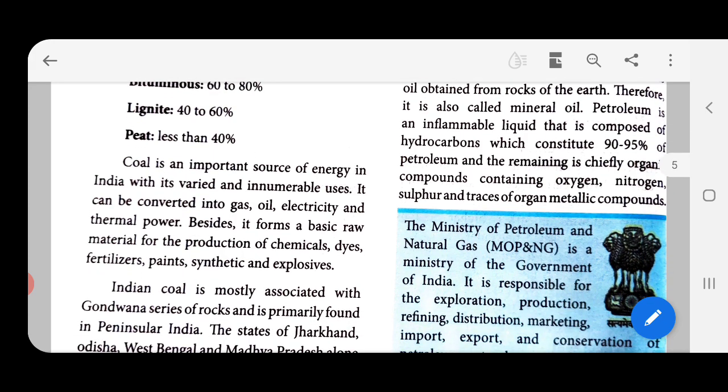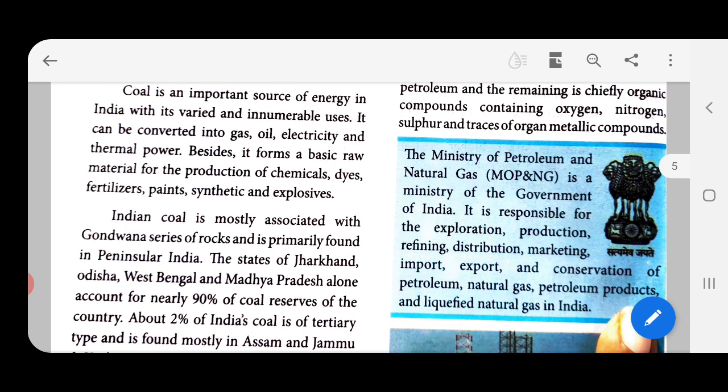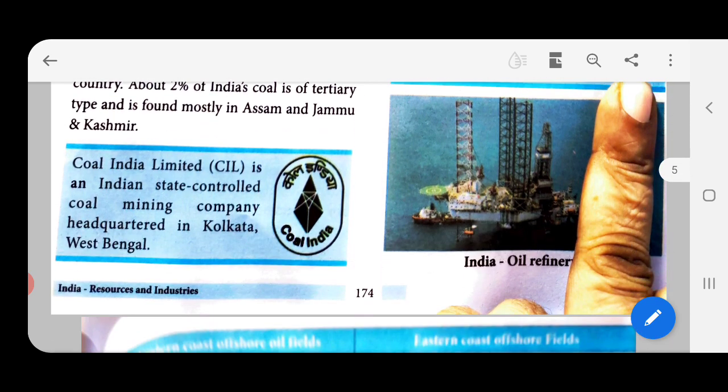Petroleum is an inflammable liquid that is composed of hydrocarbons, which constitute 90 to 95% of petroleum, and the remaining is chiefly organic compounds containing oxygen, nitrogen, sulfur and traces of organic metallic compounds. So 90 to 95% we have hydrocarbons, and the remaining is made up of oxygen, nitrogen, sulfur and small quantities of organic metallic compounds.